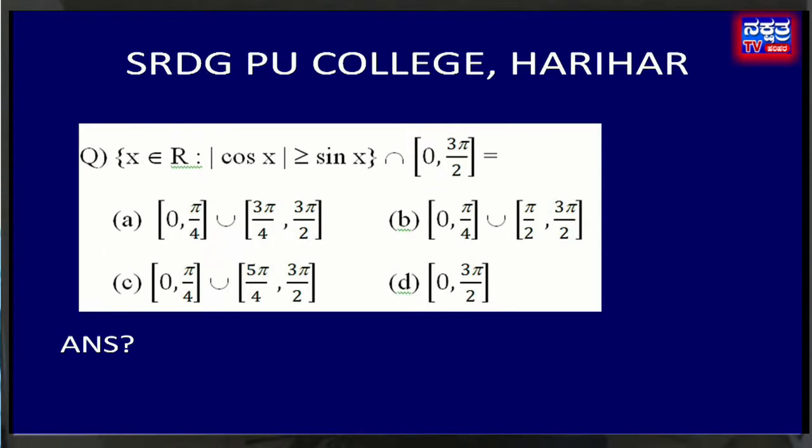What's the next question? If x belongs to R, mod cos x greater than or equal to sin x, this is one set, intersection 0 to 3 pi by 2, equal to: option A, closed interval 0 to pi by 4 union closed interval 3 pi by 4 to 3 pi by 2. Option B, closed interval 0 to pi by 4 union closed interval pi by 2 to 3 pi by 2. Option C, closed interval 0 to pi by 4 union closed interval 5 pi by 4 to 3 pi by 2. Option D, closed interval 0 to 3 pi by 2. Watch the board.